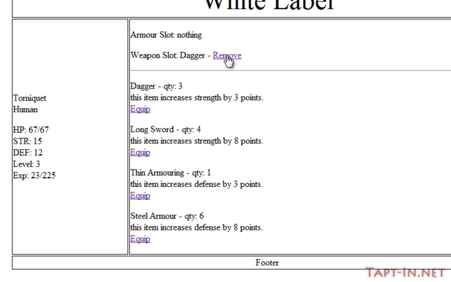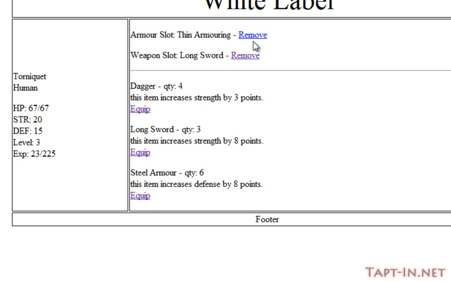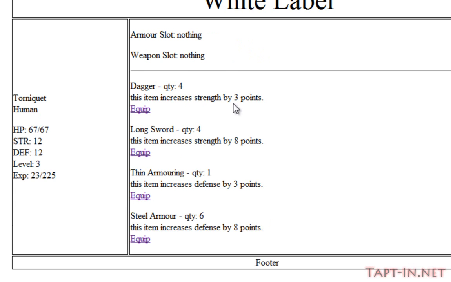And again with the weapon slot, sets to nothing. Our dagger quantity has gone up, and our strength has gone back down to 12. We can again equip longsword and remove the longsword. Equip longsword, equip thin armouring. Remove the longsword and remove the thin armouring, and it all works fine. So I'll leave it there.